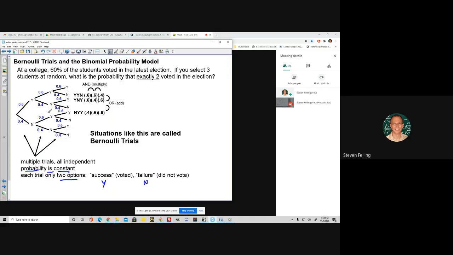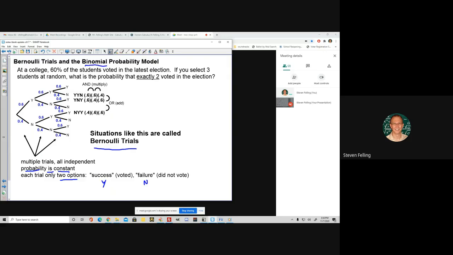You have multiple trials of the exact same thing being done, and they're all independent of each other, where the probabilities don't affect each other. If the first one voted, that has no bearing on whether the second person voted. Then that situation is referred to as a Bernoulli trial. Okay? And then there are 2 different models that can be done based on Bernoulli trials. One is this one, which is called the binomial probability model.